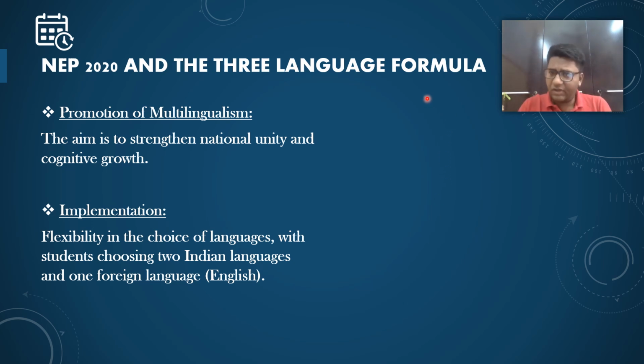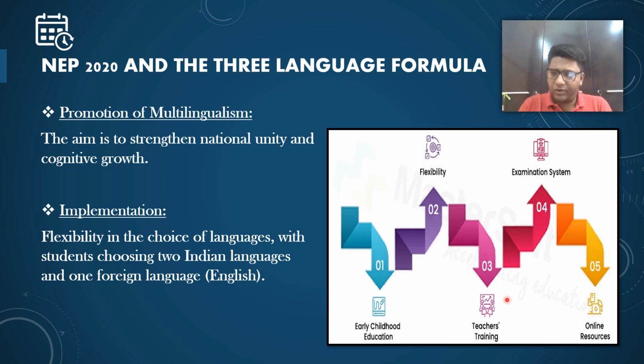Then flexibility, flexibility in terms of administration or the parents of the students. So the child should be given the opportunity, and the child should have the proper infrastructure where he can learn or continue his educational processes following the three language formula. Another important aspect is teacher's training. Until and unless the teacher is teaching the student using the three language formula, it is not possible for the student to catch up with this policy.